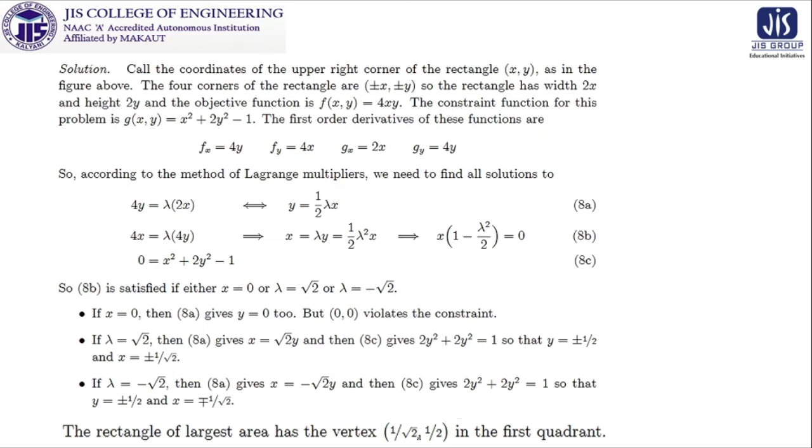Okay. So I am not going to elaborate this solution. I just want to show you, look at this. The constraint part is this one, that means the ellipse, and the objective function is nothing but the area of the rectangle, which is f(x,y) equal to 4xy.